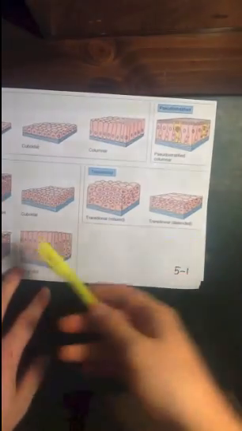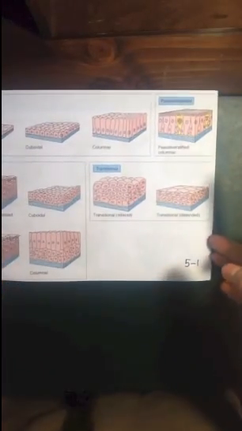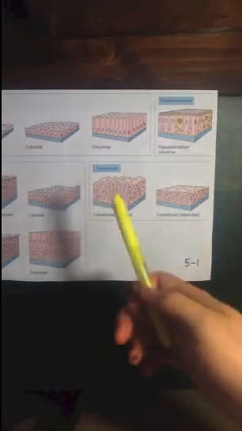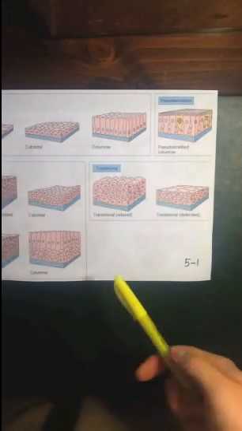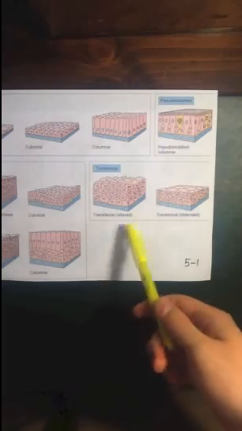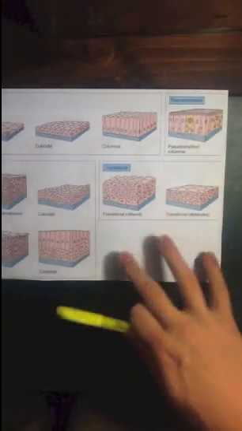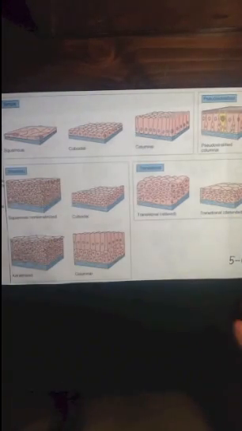Finally, there's transitional, which Dr. Chrisman has as part of the stratified, which they're multi-layered, but their shape depends on whether or not the tissue is distended or relaxed. And transitional is also known as uroepithelium for the urinary tract. And so when the urinary tract is relaxed, they sort of look more like the stratified cuboidal over here, but when it's distended, it looks a bit more like the stratified squamous, depending on its shape.